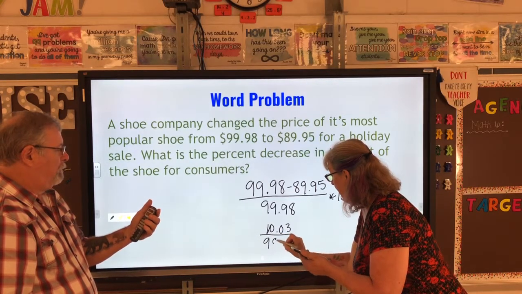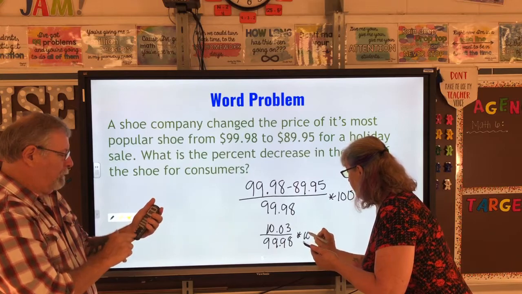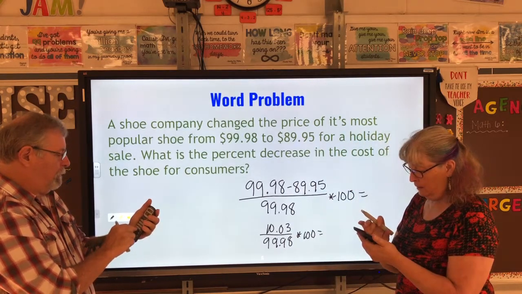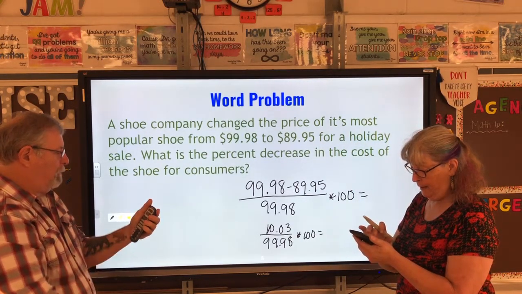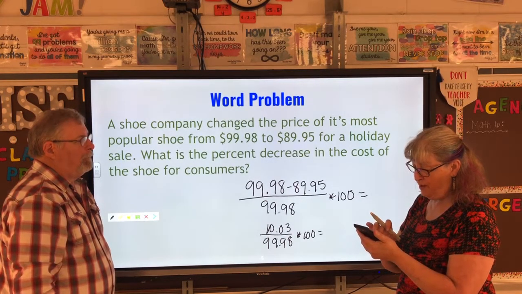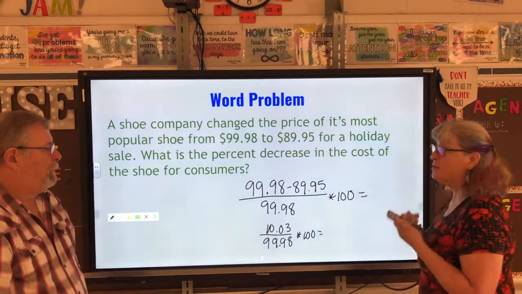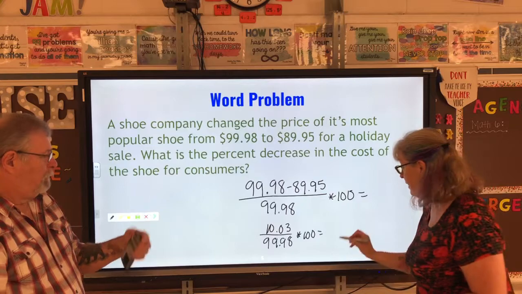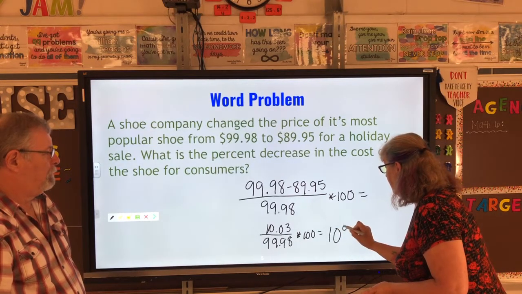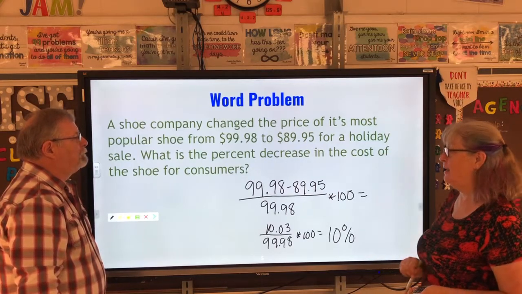Divided by 99.98, and then times 100. You almost always get an ugly decimal that just goes on forever, and you round to the nearest, usually whole percentage. In this case, 10%. It was a 10% decrease for that holiday sale.